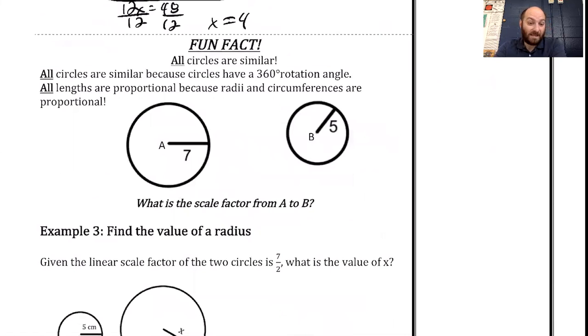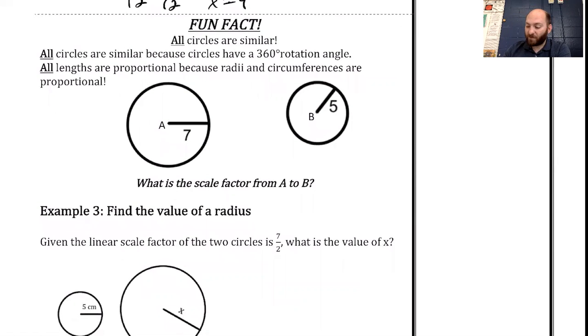Fun fact, all circles are similar. We talk about all the side lengths being proportional in similar figures. That's what we talked about in 3.1. Since we only have really one dimension for circles, and that's the radius, it doesn't matter if I have this circle or a bigger circle, they're all going to be similar to each other. So all lengths are proportional because radii and circumferences are proportional.